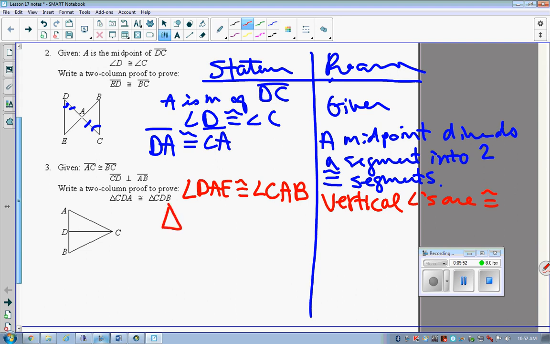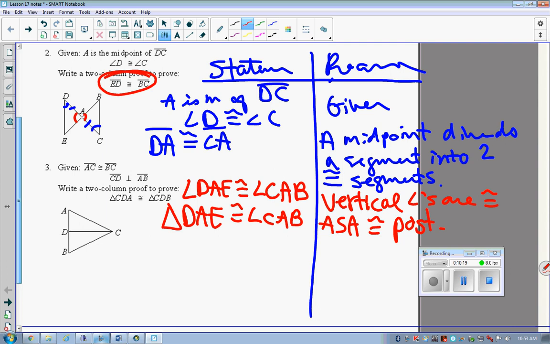Now can I say that the 2 triangles are congruent? Okay, so triangle DAE is congruent to triangle CAB through the ASA congruency postulate. Am I done? Can I stop there? No. Because that's what it wanted me to prove. So I need to end with what they wanted me to prove. Segment ED is congruent to segment BC through what?